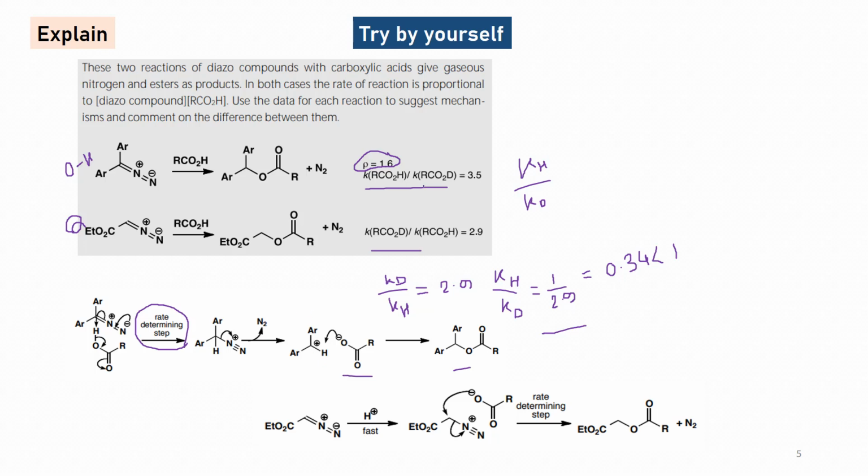And from this one we are getting the idea that the carboxylate anion intermediate will form, and from this kH by kD value you can get an idea of which step will be the rate determining step. So in this case, the first step will be the rate determining step, whereas a similar type of reaction will happen in this case. First the proton abstraction, after that the carboxylate anion will attack this electrophilic center, and it will get removed, forming this ester moiety.